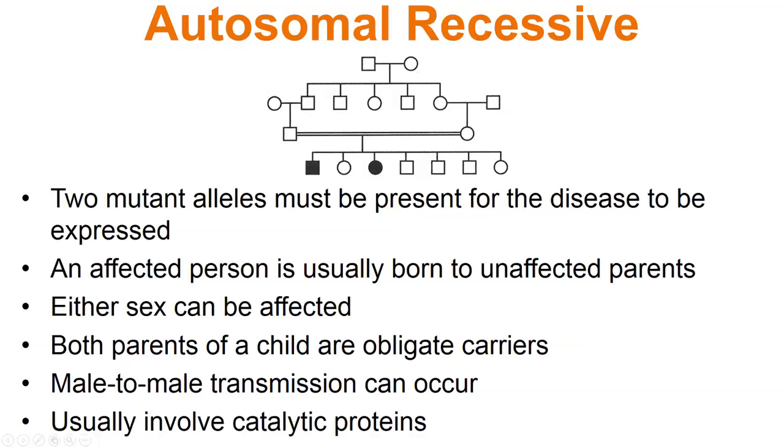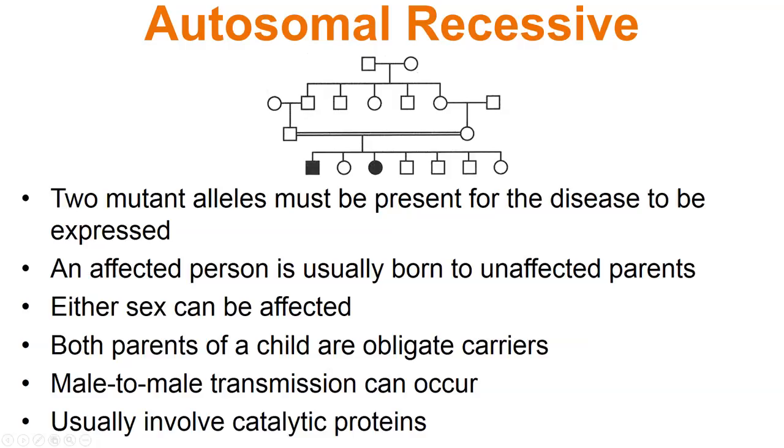So we're talking about autosomal recessive. For an autosomal recessive disease, 2 mutant alleles must be present for the disease to be expressed. So with the dominant, you only needed 1. With autosomal recessive, we have to have 2 mutant alleles. Okay? And remember how to read these pedigrees. So these are affected individuals. They have 2 mutant alleles.